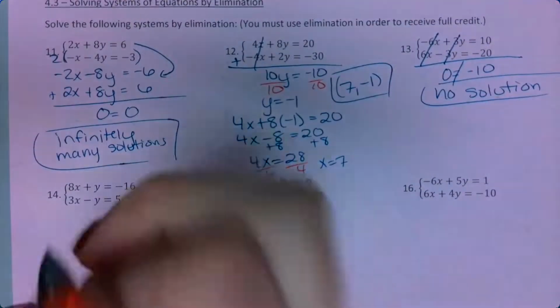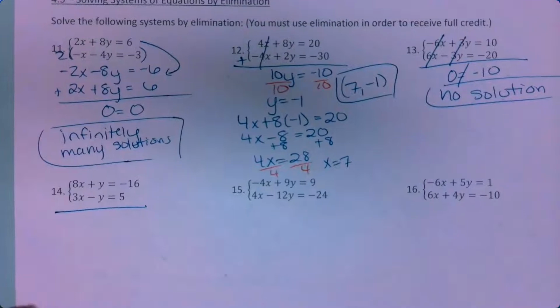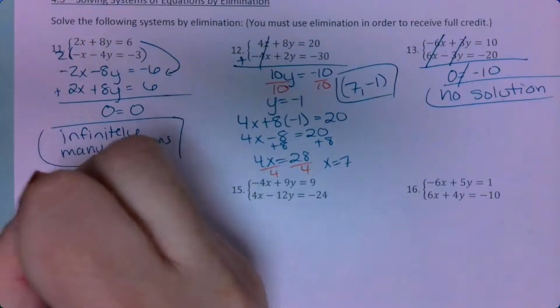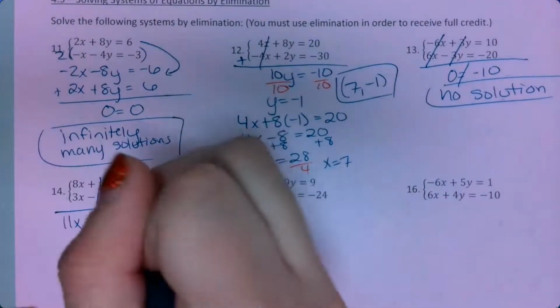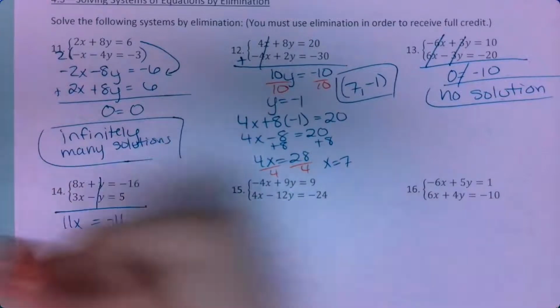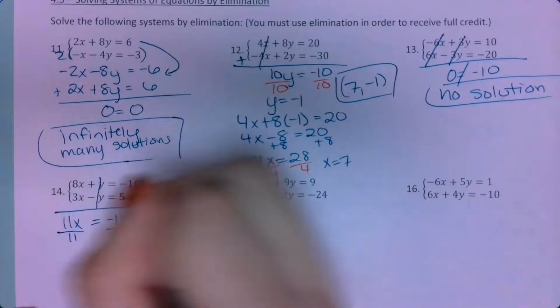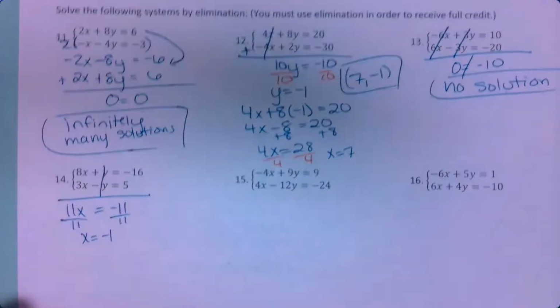Number 14, my y's are already opposite signs, so I can go ahead and add down. 8 plus 3 is 11. Y's cancel out. Negative 16 plus 5 is negative 11. I'm going to divide both sides by 11. I get x equals negative 1.